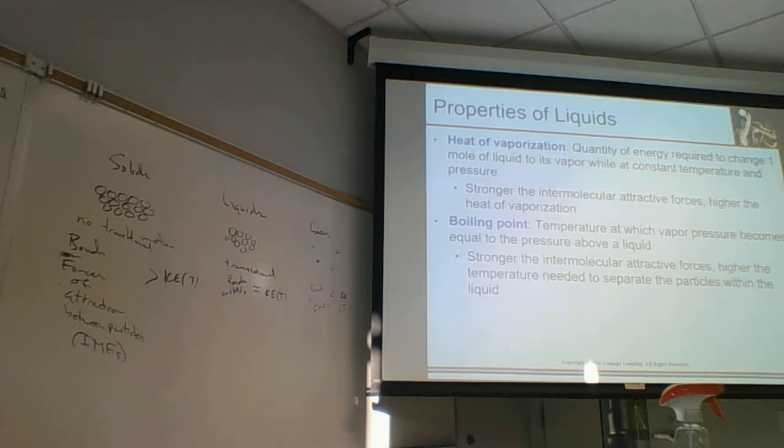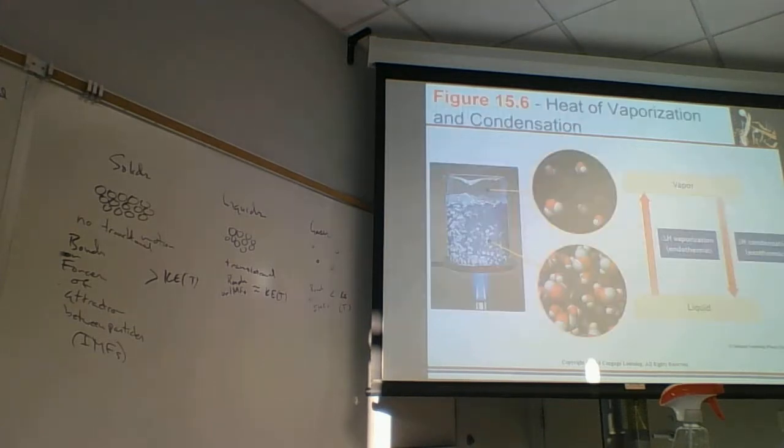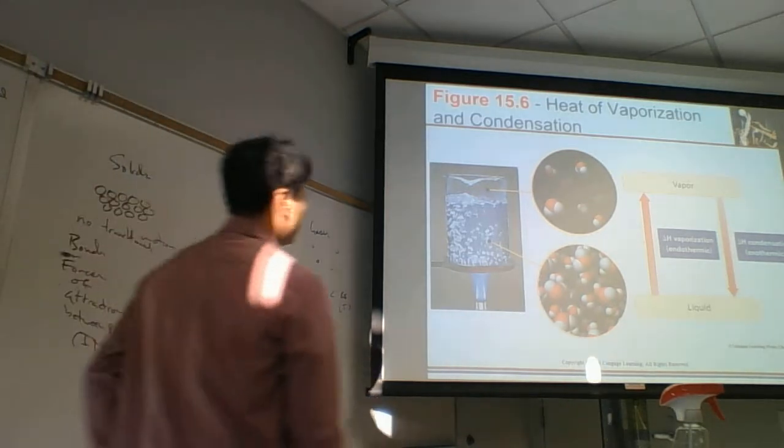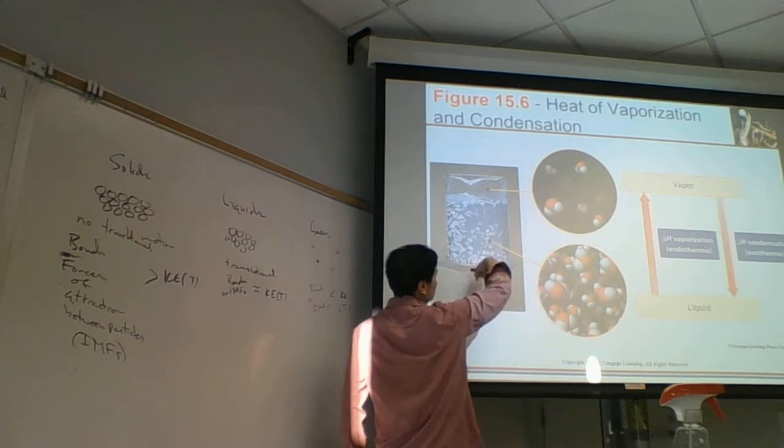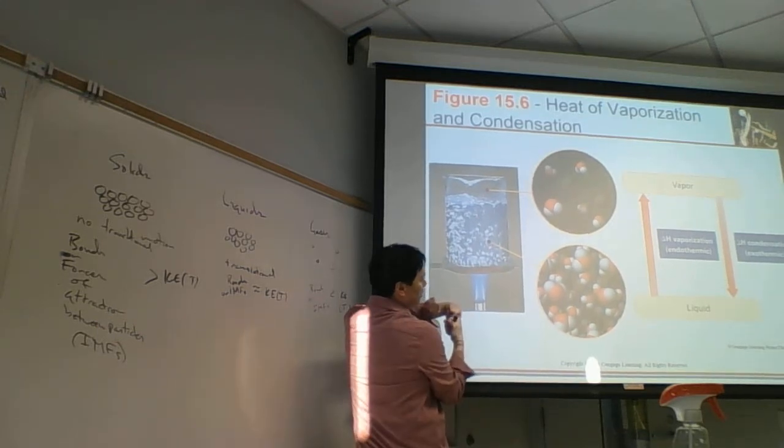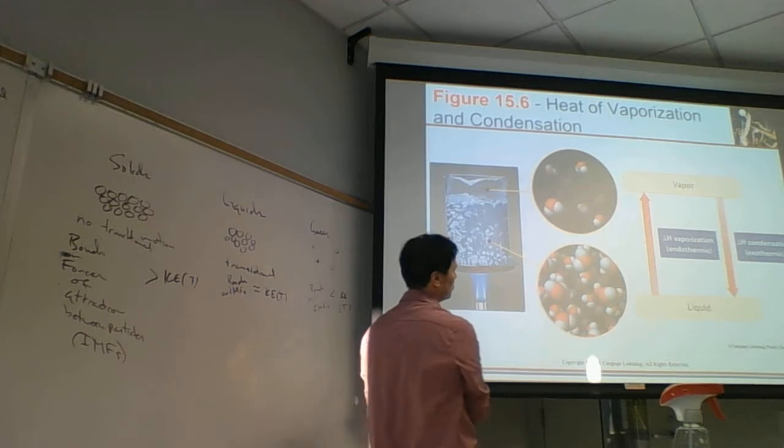Boiling point is the temperature at which it boils. So the stronger the intermolecular forces, the higher the temperature is required. The weaker the intermolecular forces, the lower the temperature is required. Low. When something boils, what happens is the vapor pressure is equal to the atmospheric pressure. And so we've got the vapor pressure pushing up, we have atmospheric pressure pushing down. Once those are equal, the vapor pressure is equal to that, then it starts to boil.